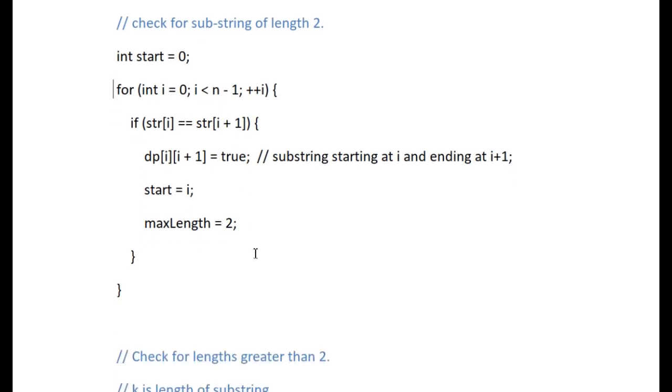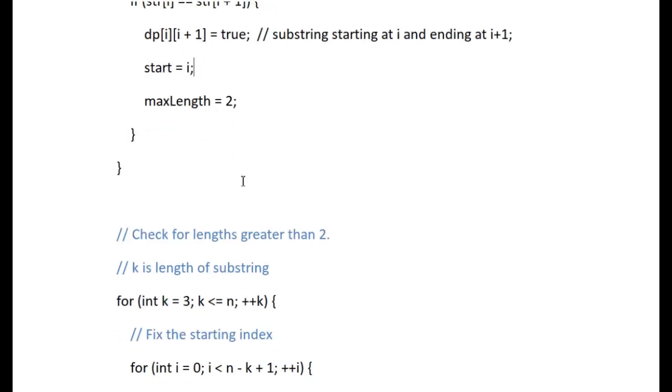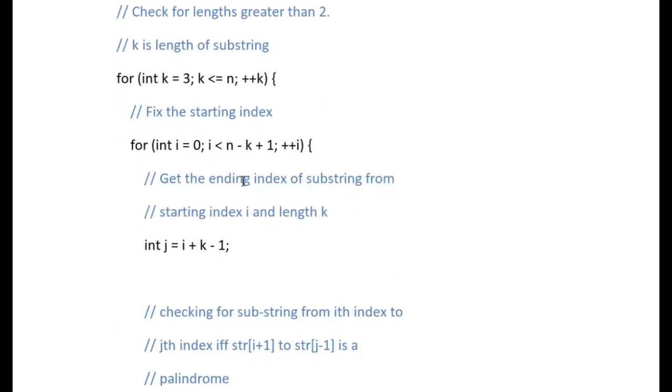And I discussed it, right? So for each substring that is a palindrome, we are checking it here. We store the starting position, and maximum length is 2. And next, all the lengths that are greater than 2. All the substrings whose length is greater than 2, are they palindromes or not? We would check that.